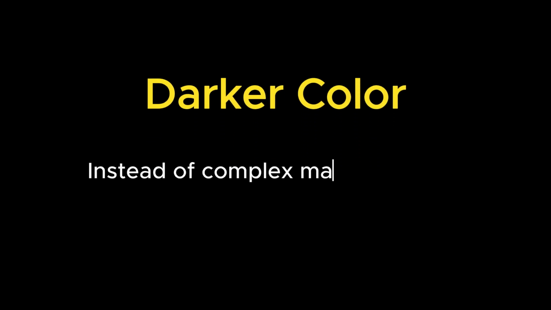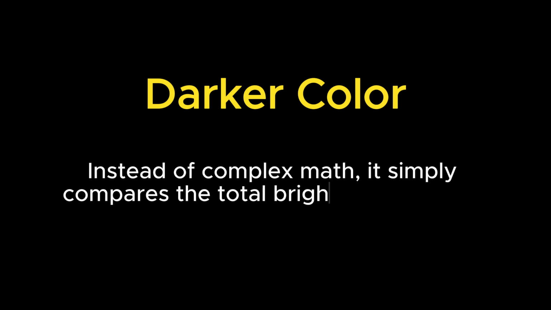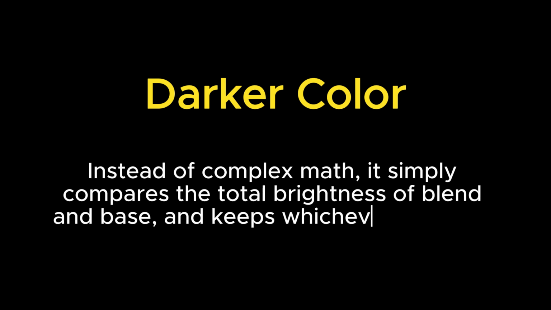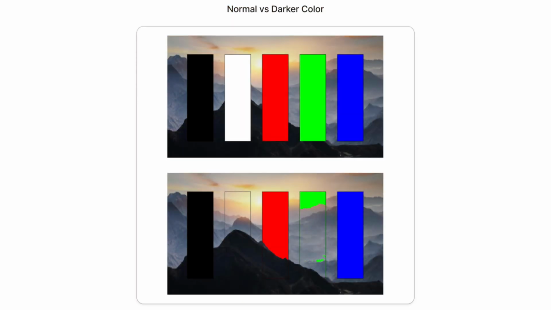Darker color is different. Instead of complex math, it simply compares the total brightness of blend and base and keeps whichever is darker. Unlike Darken, which compares each RGB channel separately, darker color works on the composite brightness, so results are simpler and sometimes less precise.